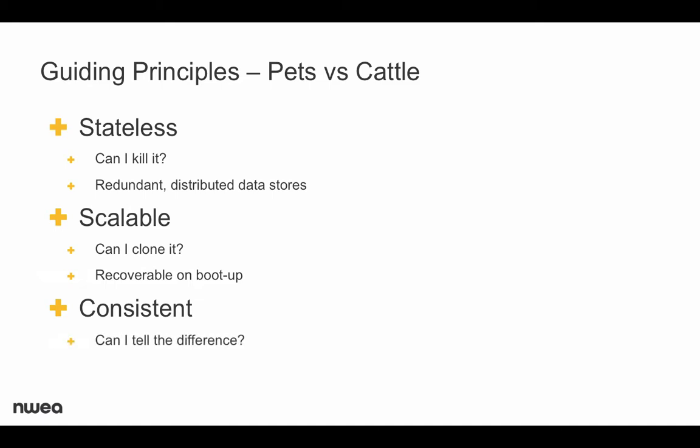Can I tell the difference? If I spin a new one up, is it a calf or is it a cow? It should come in as a fully functional, useful member that doesn't need a lot of tweaking or growing. So we should be able to create an image that we can just keep making new ones. Like I say, we clone it, we breed it, and then when we don't need them anymore, we cull them, we remove them from the stack.